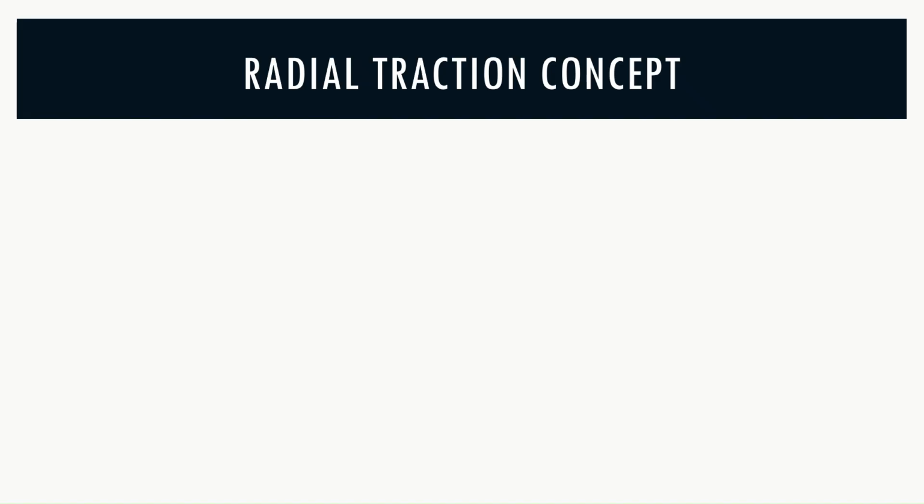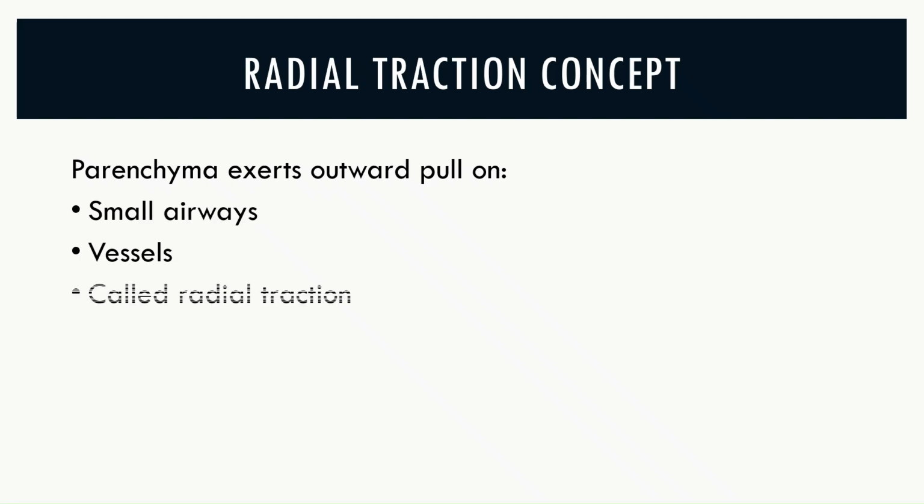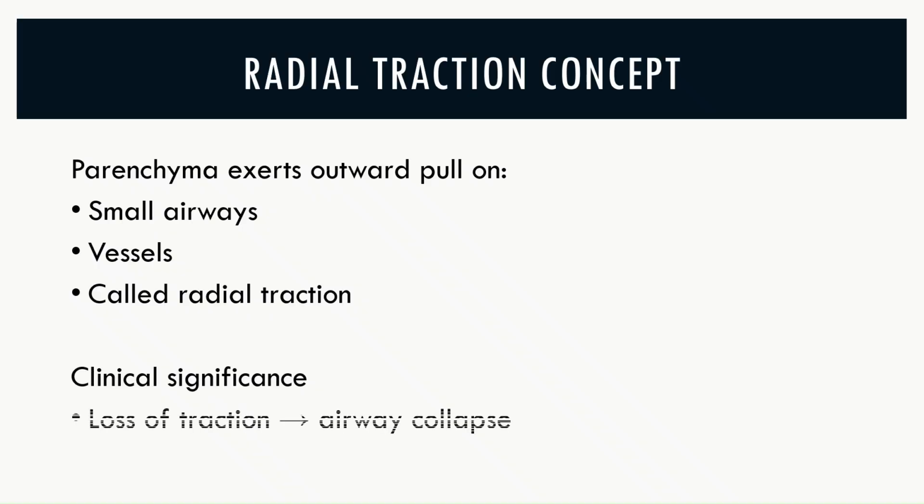Radial traction concept. The elastic network of lung exerts radial traction on small airways and vessels. This outward pull keeps them open. When this support is lost, as in emphysema, airway tend to collapse.